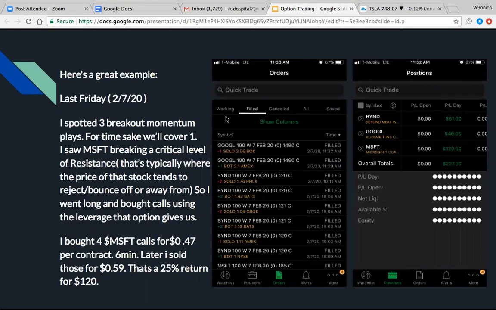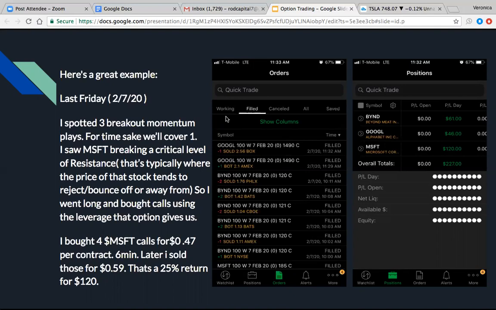I bought 4 Microsoft calls for 47-cent contract. Now, since we're trading options, one contract is equivalent to 100 shares of that stock. That's right, people. One contract is equivalent to 100 shares of a particular stock. So I bought 4 Microsoft calls for 47 cents per contract. 6 minutes later, I sold those for 59 cents per contract. That's a 25% return for $120.